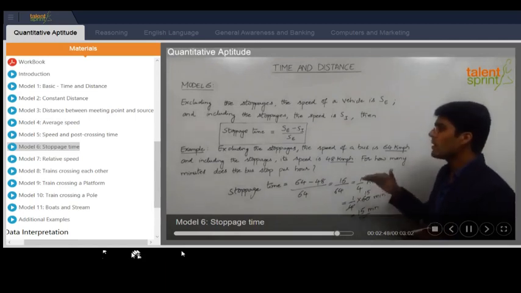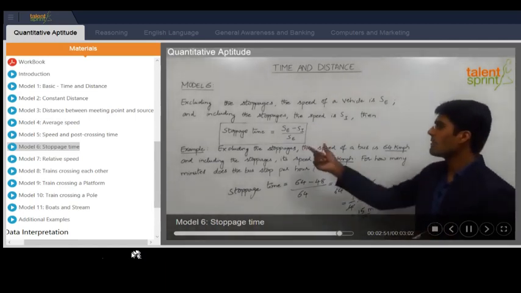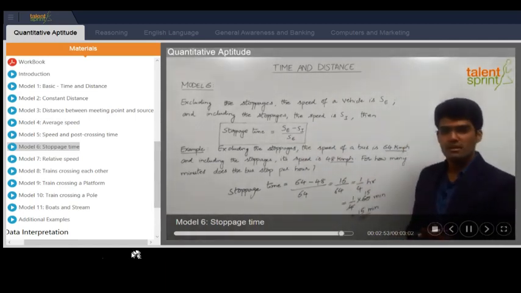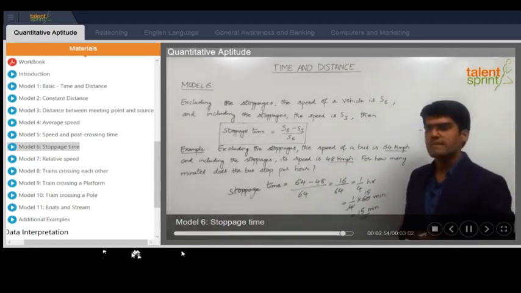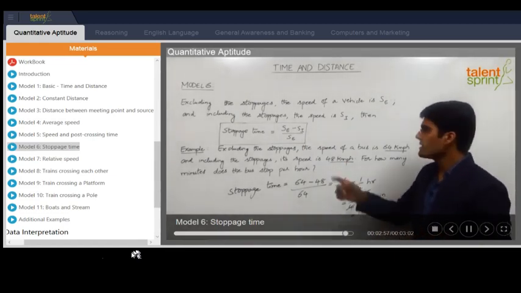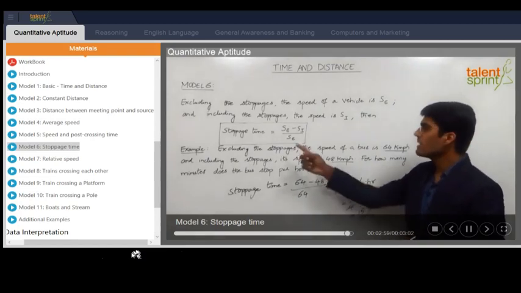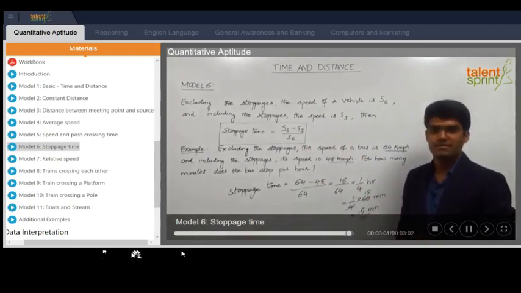So friends, this is how we can solve this simple question with the help of the direct shortcut formula here. So remember, stoppage time is always speed excluding stoppages minus speed including stoppages by speed excluding stoppages.